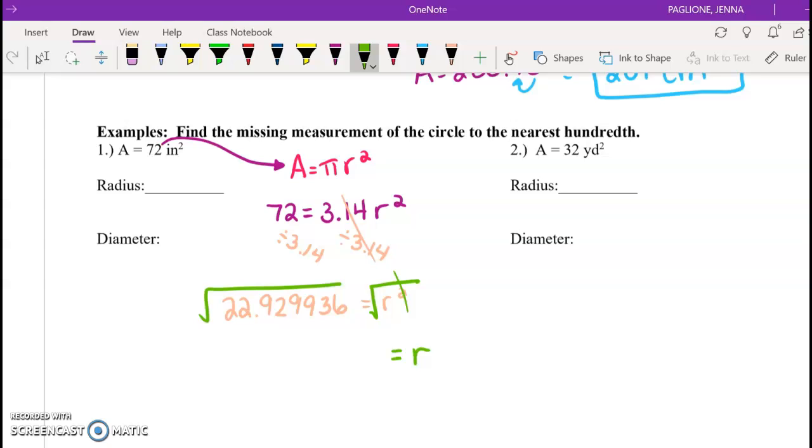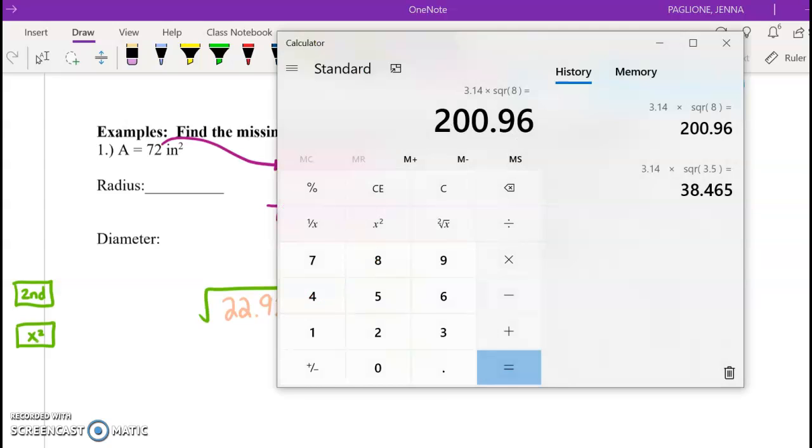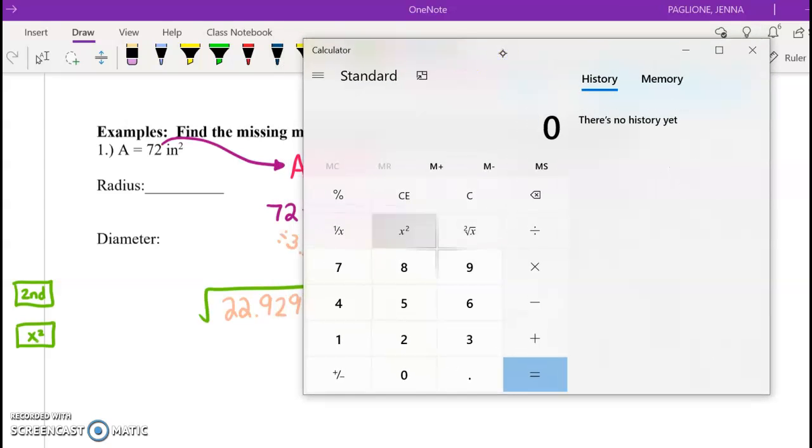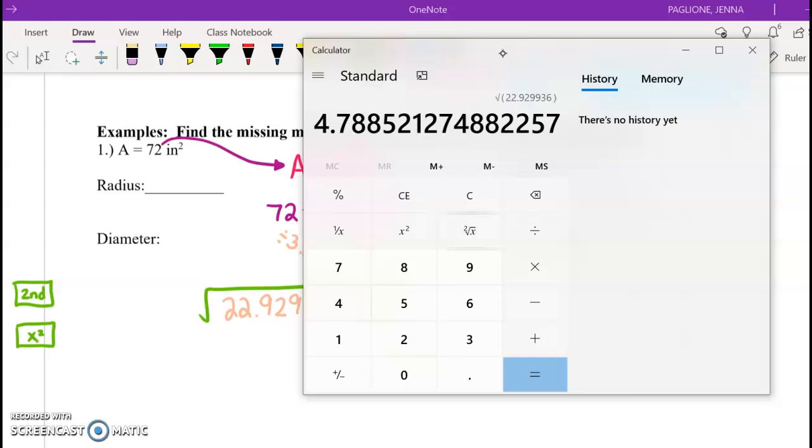How to find the square root in a regular calculator is you would hit the second button first, then the x squared button. Now, to do it on our computer calculators, I'll show you what that looks like. Let me clear out everything we've done. You're going to hit this button, type in the number, which is 22.929936, and then hit this square root button. And it gives it to you.